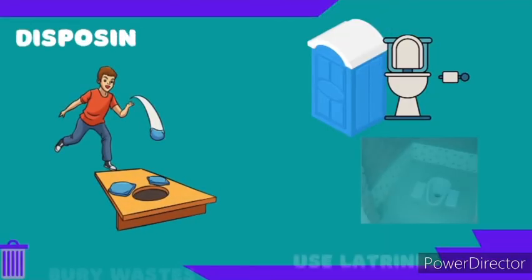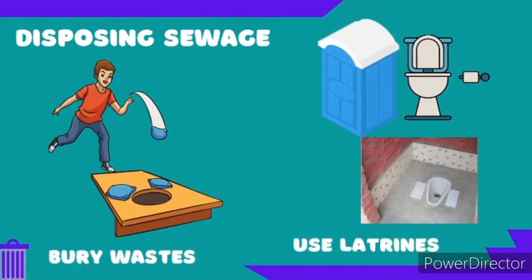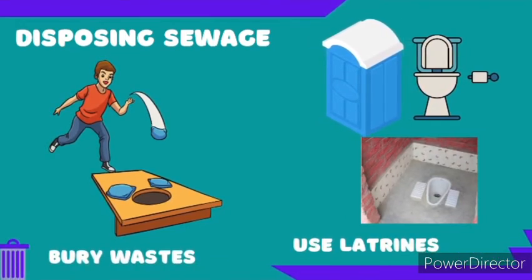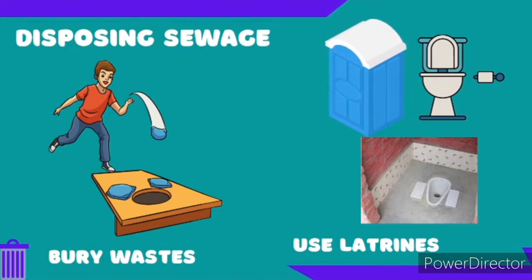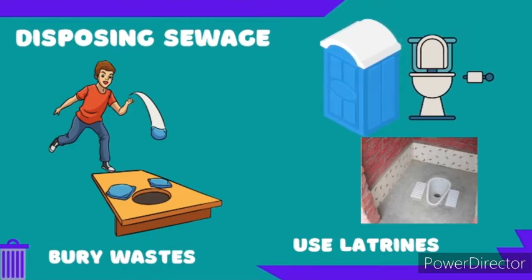Now we're going to look at how to dispose sewage, which is liquid waste. One is burying waste. You can bury waste in dug holes or in trenches. Then we have the use of latrines. Now people pass feces in latrines. These latrines are just dug holes.